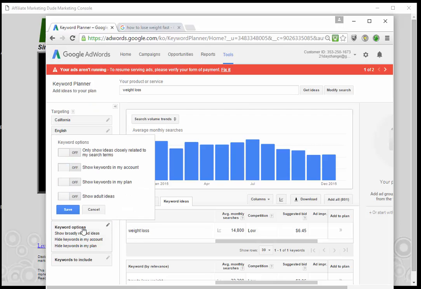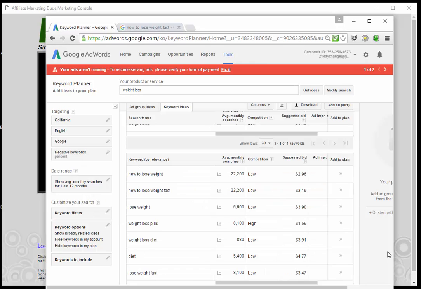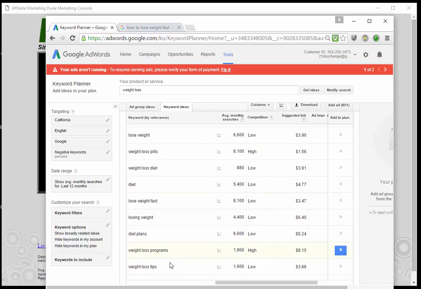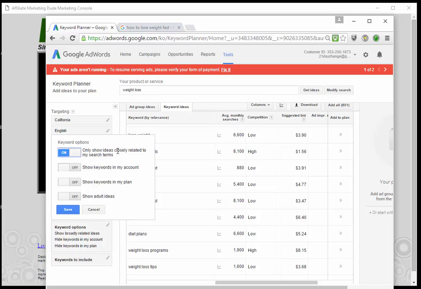Next, we have our keyword options. This is a very, very important one because here we have only show ideas closely related to my search terms, which means if we have weight loss, as you can see from the search results, we also have diet, weight loss pills, lose weight fast, and different variations. If I only wanted including the two words lose and weight, I would go to my keyword options and tab that so it only shows ideas closely related to my search terms. Or I could show keywords in my account, that's ones I'm already bidding on that are already in my Google AdWords account, in my plan, or I can choose different ideas as well.